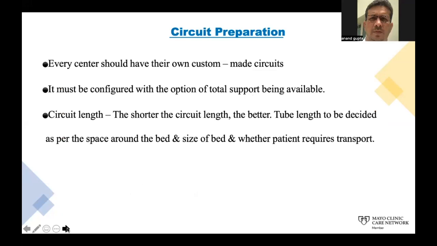It must be configured with the option of total support being available. Circuit length: the shorter the circuit length, the better. Tube length is to be decided as per the space around the bed and the size of the bed, and whether the patient requires transport or not. Because if the patient requires transport, you need a little bit bigger size of tubing.